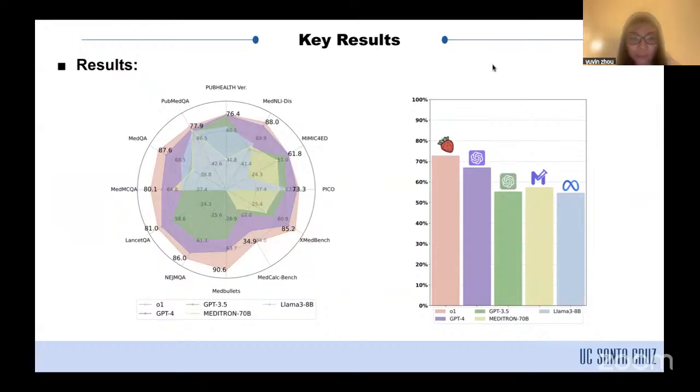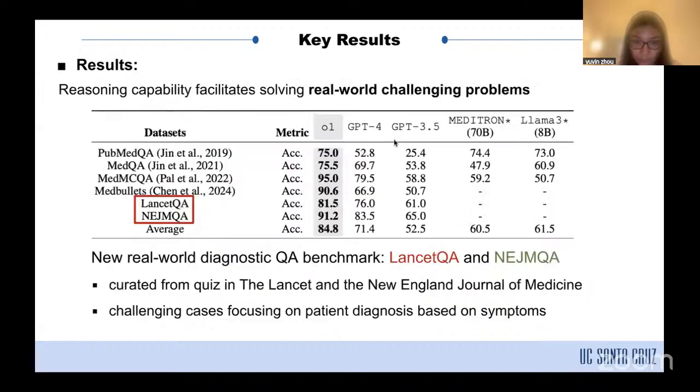Okay, as you can see, O1 indeed achieves better results across different benchmarks, QA and other benchmarks. And as we can see, the performance improvement is actually very significant, especially compared to previous Meditron, which is actually a specific medical large language model. But also we've been identifying some limitations of the O1 model as well.